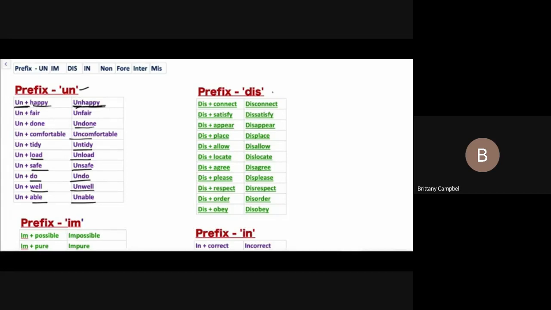Now let's see prefix dis. So when this prefix is added to the beginning of the word, it has changed the meaning of the word or it has formed a new word. So dis plus connect will become disconnect. Satisfy, dissatisfy, appear, disappear, place, displace, allow, disallow, locate, dislocate, agree, disagree, please, displease, respect, disrespect, order, disorder, obey, disobey. So this is the prefix dis.